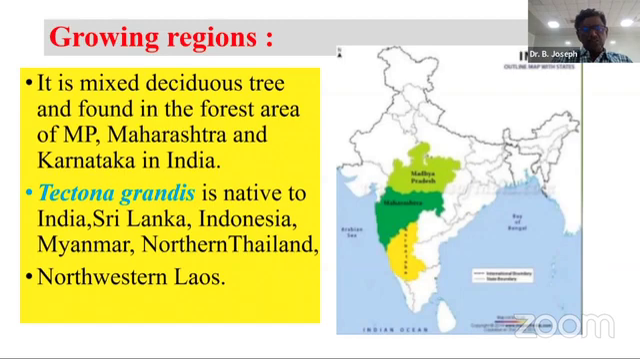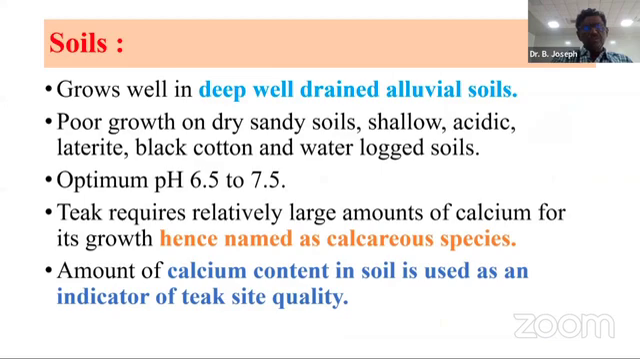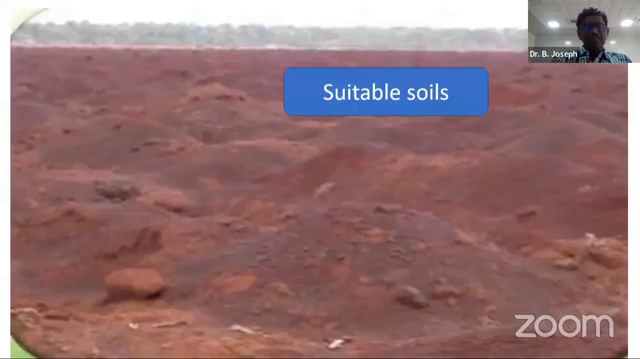It is native to Indonesia, Myanmar, northern Thailand, and northwestern Laos. Soils are deep and well-drained, with pH from 6.5 to 7.5, and it is called a calcareous species. The calcium content in soil is used as an indicator of teak site quality: where the soil has more calcium, the trees grow up well. So these are suitable soils for teak.